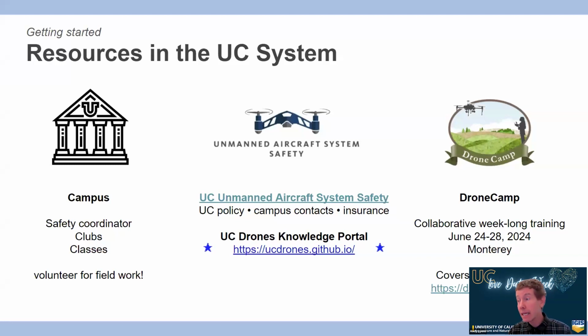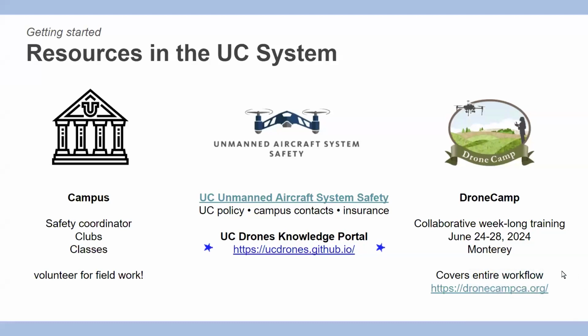Also, we are really lucky in the UC system that we have a phenomenal center which helps all of the campuses, the Unmanned Aircraft System Safety Office, and I'll put these links in the chat window here in a bit, but they are a great resource for your campus contacts. There is an insurance policy that you would be covered under if you're using drones. And then they have a really good knowledge portal as well, like how to fly at night and take care of your batteries and the policies. It's a really, really great portal of knowledge.